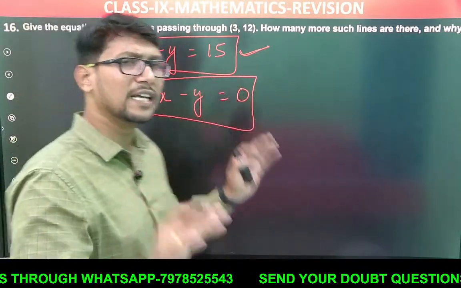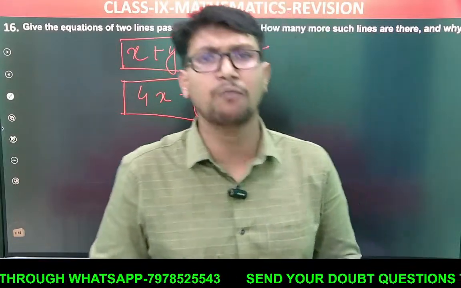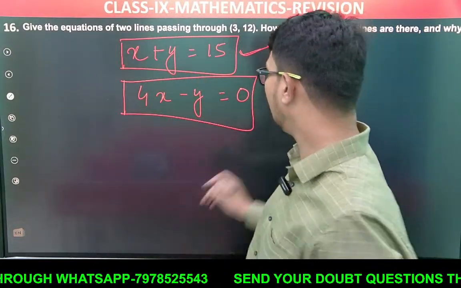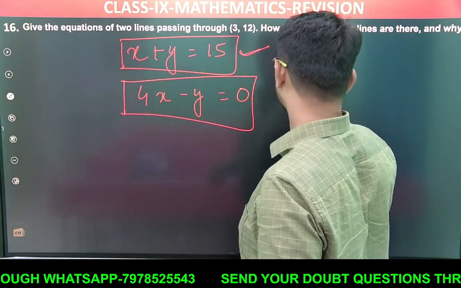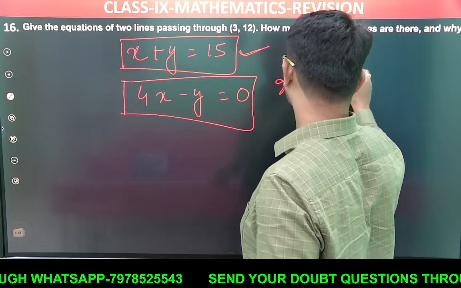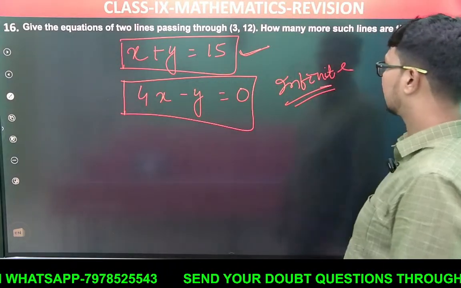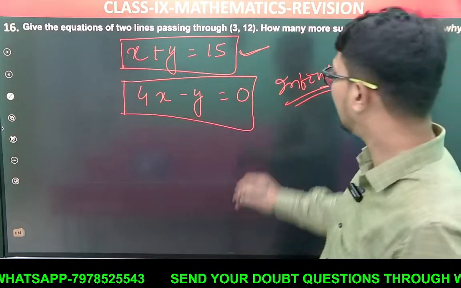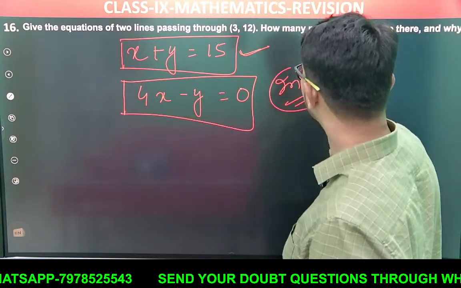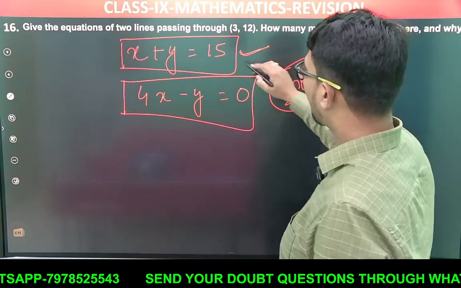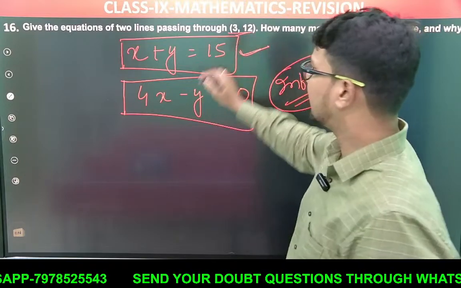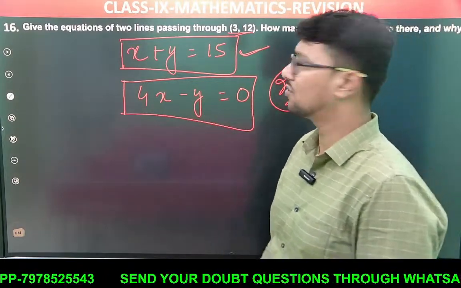Similarly, we can write infinite number of equations. How many? Infinite. Infinite number of equations we can write whose solution is (3, 12), or which pass through (3, 12).